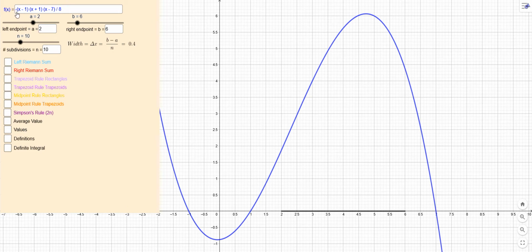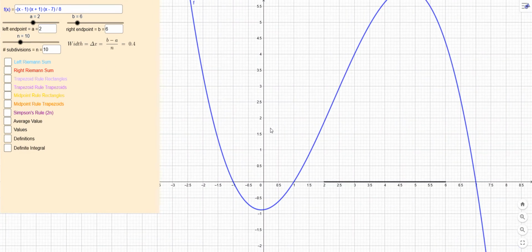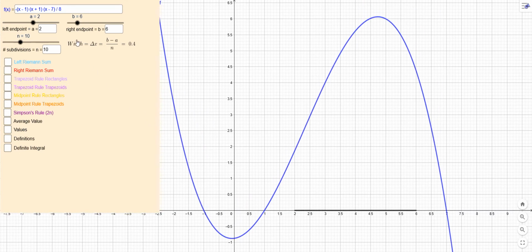It allows you to change the function by typing in the formula right here. You can move this around with your mouse, zoom in and out with the scroll bar. And you can set the interval that you're integrating over with these sliders. So I can slide this around or just type in a number here.